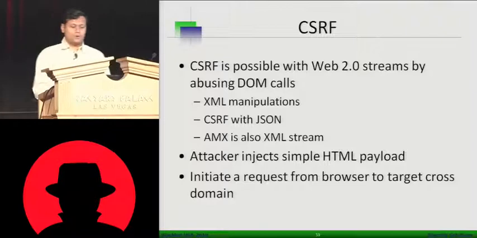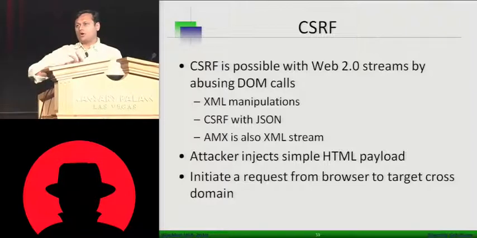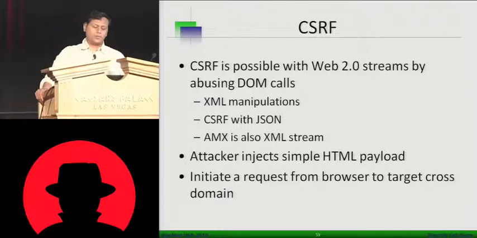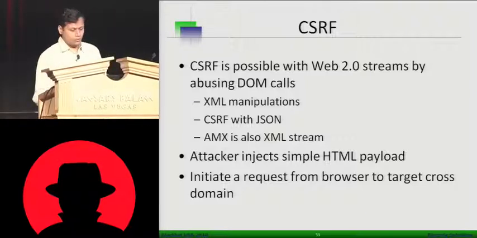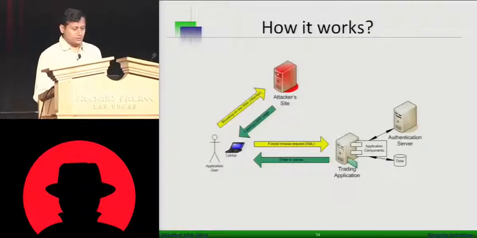So CSRF is possible with the Web 2.0 stream. The DOM is making backend calls over here with JSON, or making a call to XML, etc. So we try to see whether you can do a CSRF over JSON or a CSRF over XML, and we figure out how it's quite possible as well.